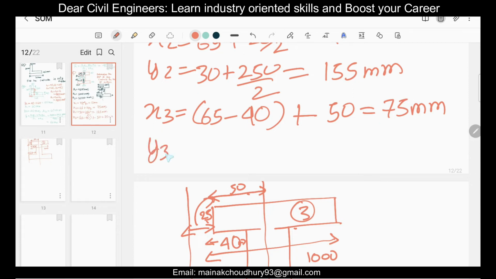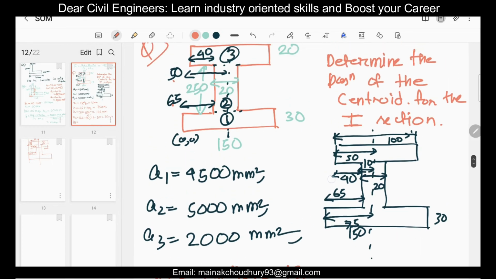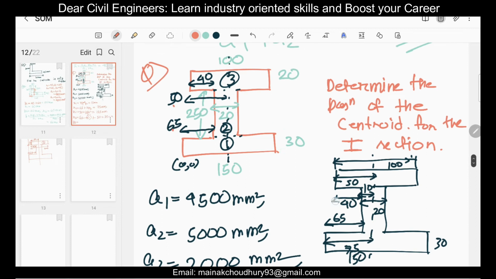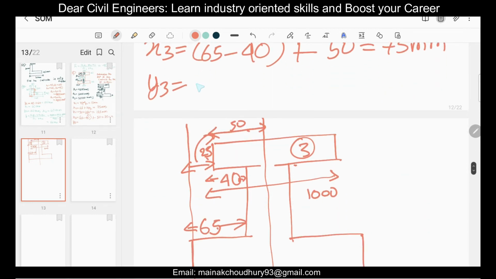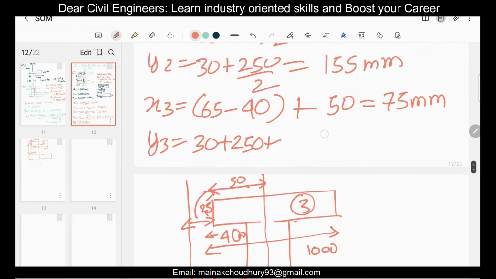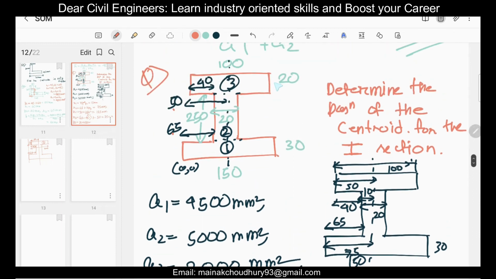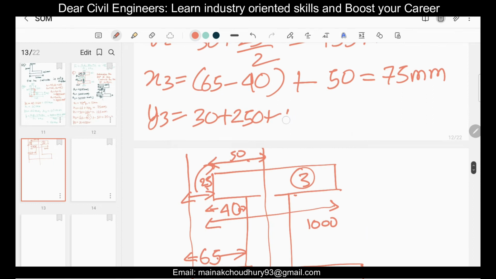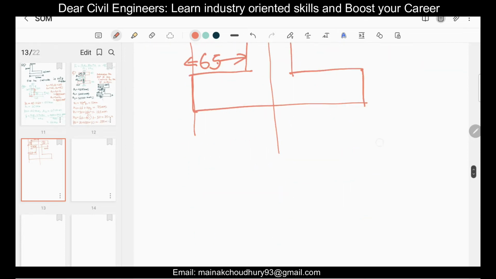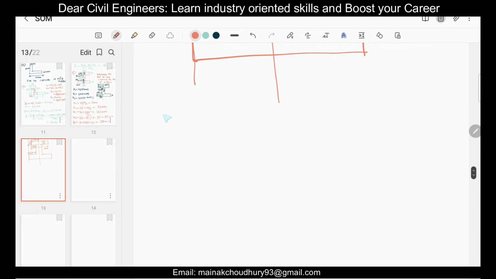Similarly, if you go for y3, y3 is pretty easy, because with 30 plus 250 we have to add first blindly. 30 plus 250, adding blindly, and then you have to go for this particular b3 by 2. So it is 20 by 2, so it is 10. If you add all this, that is 30 plus 250 plus 10, it will be 290 mm. Once you get these, the formula for applying this shouldn't be a great deal.